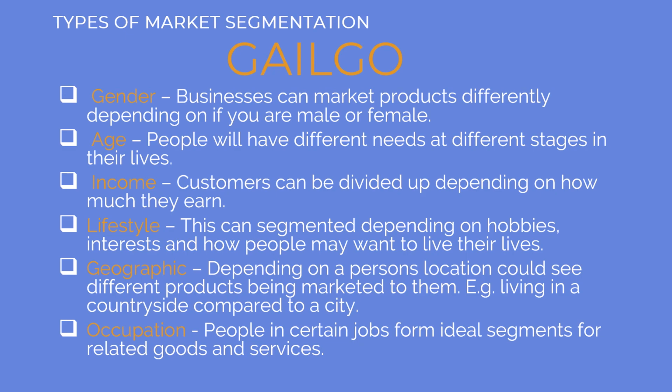Occupation. This one is important, but I don't think quite as important as some of the others. But it's important because you can have very specific goods for occupation. So there are certain tools that might be needed for certain jobs. There are certain types of clothing that might be specific for certain jobs. So it's important to look at what people would do for a living as well.